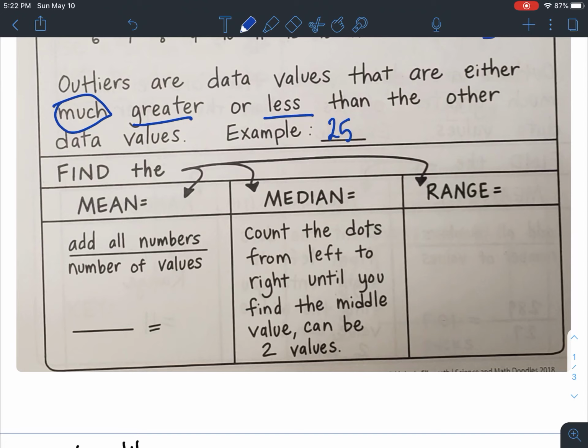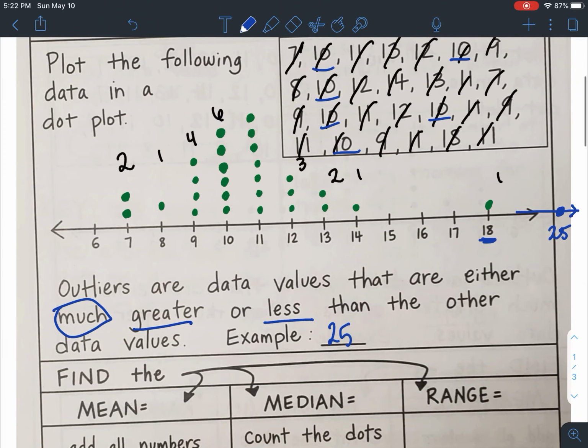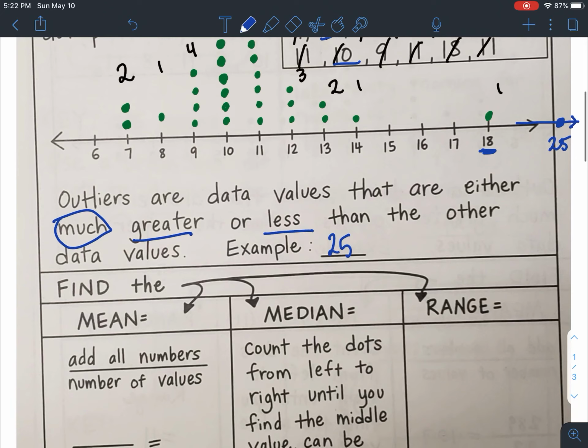Now we could find our mean, median, and range from this. We could also find the mode. The mode is the most common. Here I had 7 green dots on the 11. That would be my mode.